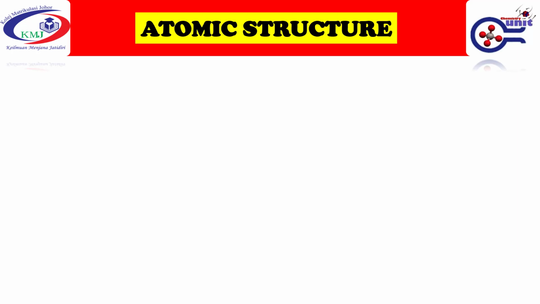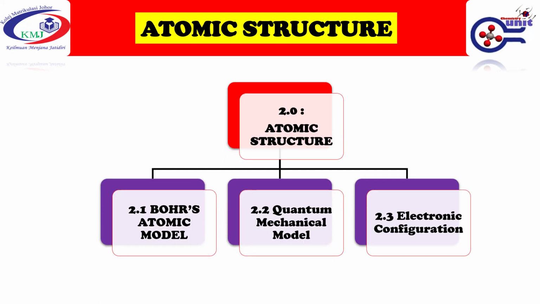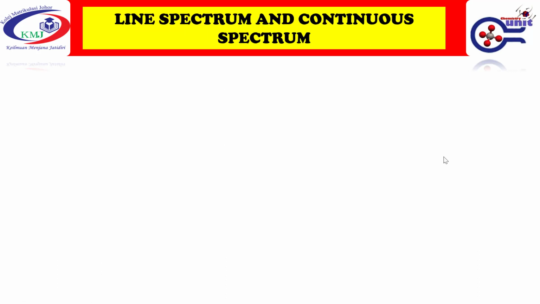Hi guys, we meet again in the same topic of chapter 2, which is atomic structure. As I said before, atomic structure has three subtopics: Bohr's atomic model as 2.1, 2.2 is quantum mechanical model, and 2.3 is electronic configuration. I will still explain the same topic, which is Bohr's atomic model, but this video will explain more about spectrum. Before I go through the types of spectrum, you should understand what is meant by spectrum.